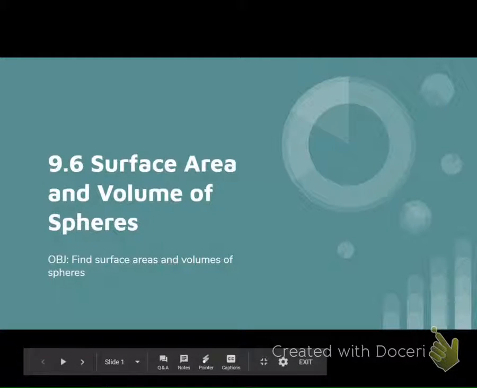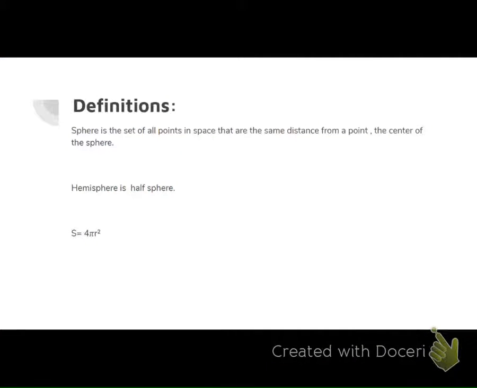Okay, 9.6 surface area and volume of spheres. Find the surface area and volume of spheres.